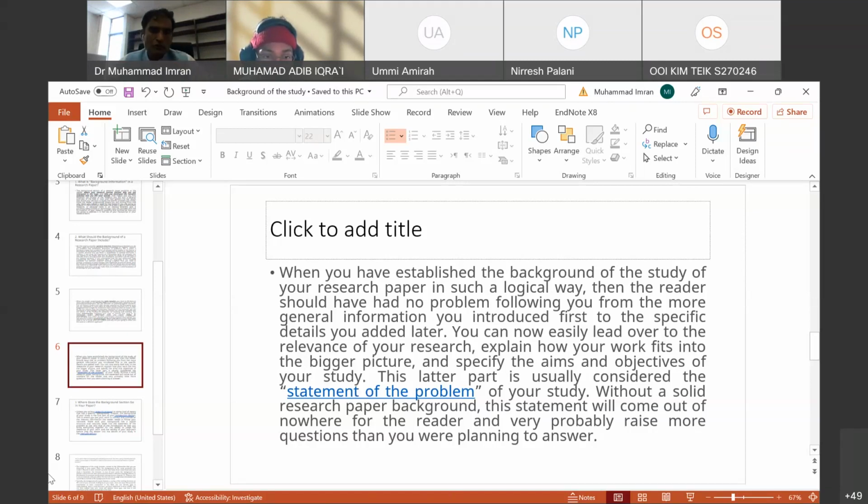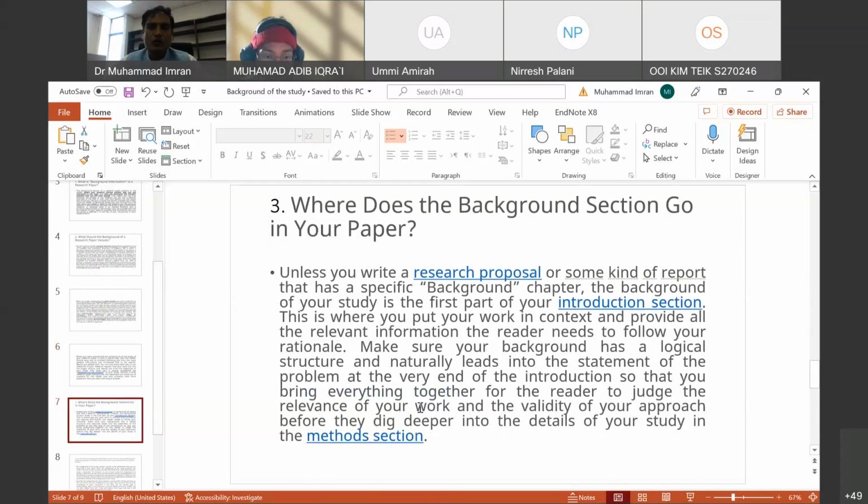Okay, the last portion of the background of the study, number 3, that's the background. Okay, who wants to read this one? Please read this one, and later we will have a detailed discussion also. Thanks, sir. Yes, please.